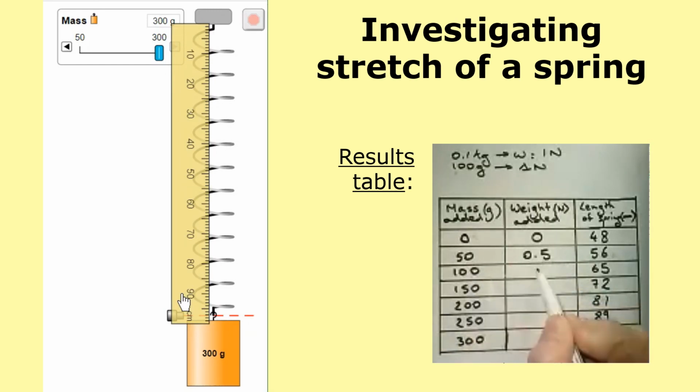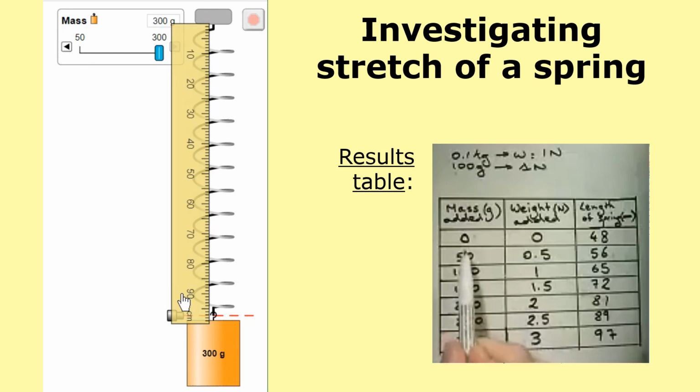100 grams will be 1 Newton. What do you think 150 grams will be? That will be 1.5 newtons. 200 grams will be, see if you can work it out before I say, 2 newtons. 250 grams will be 2.5 newtons. And then 300 grams, think about it, will be 3 newtons. Okay, so you can see that as we increase our mass, we're increasing the weight that's been added, and we have got our measurements for the spring length.